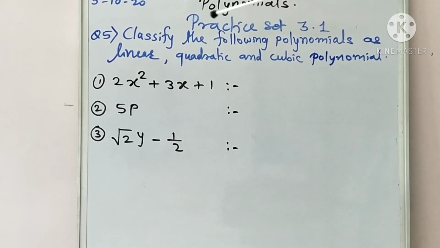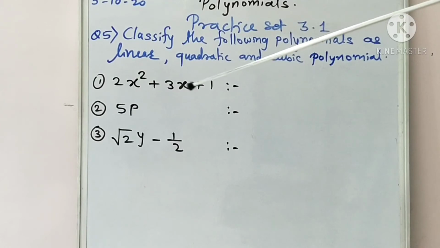Okay, now in the fifth one, we have to classify the following polynomials as linear, quadratic and cubic polynomials. According to the types of polynomial, linear, quadratic and cubic are based on what? Degree of the polynomial. If degree is 1, it's a linear polynomial, degree is 2, it's a quadratic polynomial, and if degree is 3, it's a cubic polynomial.